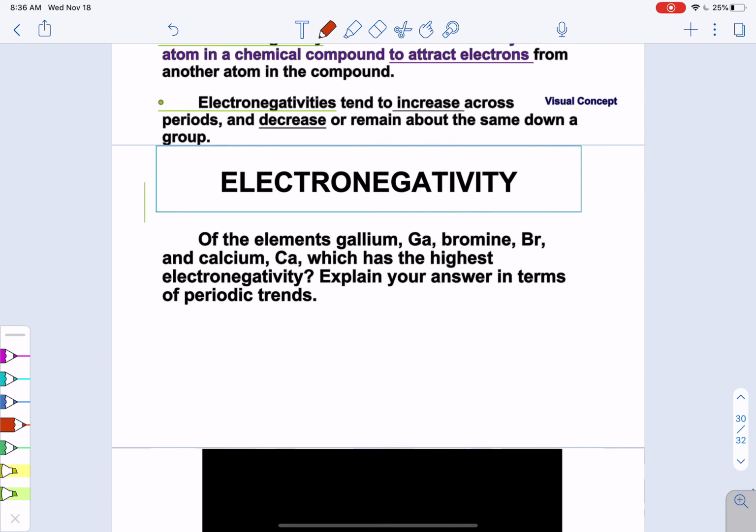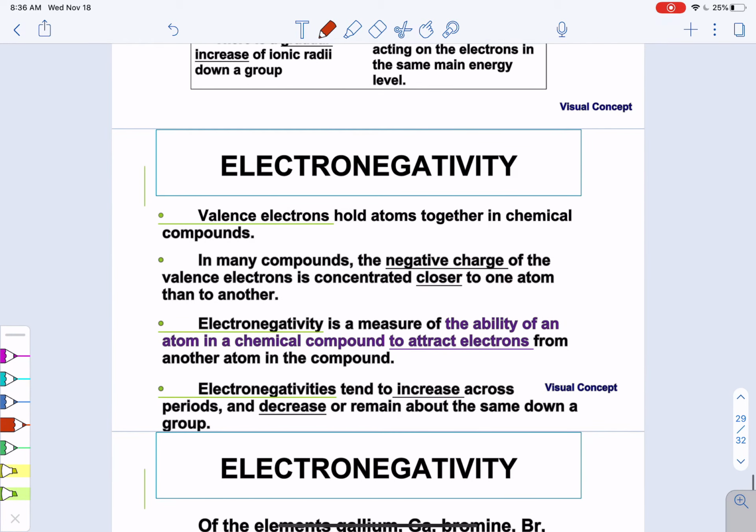So the last one we're going to talk about is electronegativity. So electronegativity is in a bond. So you are looking at how many of the electrons in one atom will pull towards itself in a bond. So the valence electrons hold atoms together in chemical bonds, okay? So if these are two atoms, the valence electrons are the ones that are holding them together.